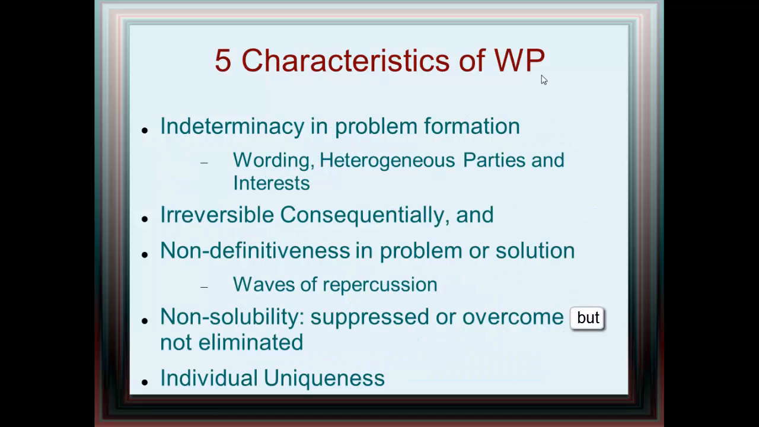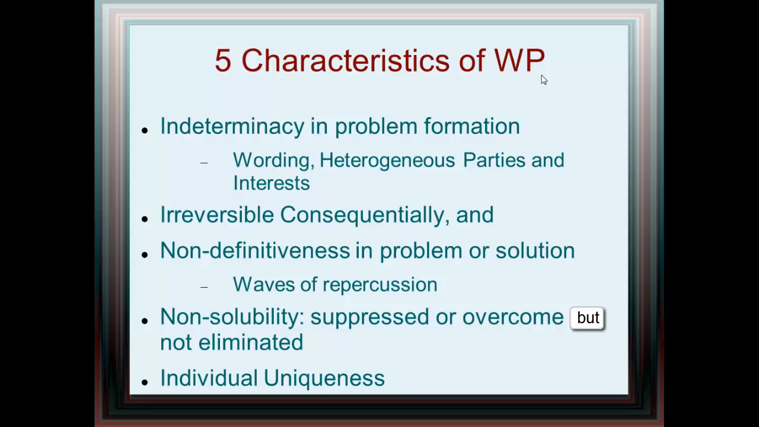To summarize the 10 characteristics of wicked problems of the previous article, this article just draws them as five that really fit in the 10 categories quite well. First is the indeterminacy of problem formation. So there's no definite way to form the problem, and that's based off the wording, and it's because of who's interested, whose values we are using. We also talk about the irreversible consequentiality. So once we do something, it's going to have effects again and again.